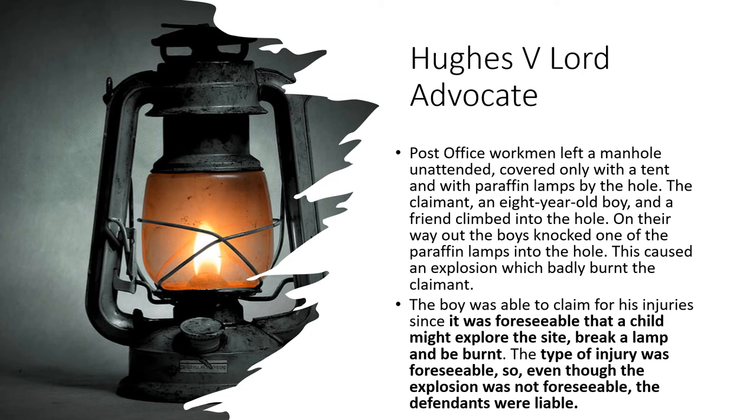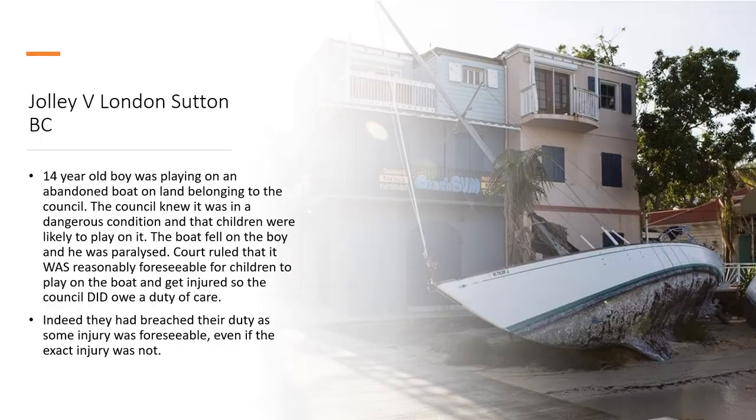Now, on the way out, the boys knocked one of the paraffin lamps into the hole. This caused an explosion which badly burned the claimant. The boy was able to claim for his injuries since it was foreseeable that a child might explore the site and break a lamp and be burnt, or even just suffer some physical injury. So if some physical injury is foreseeable, then even though the explosion itself wasn't, some harm is, so it doesn't matter the way it happened, and so the defendants were liable.